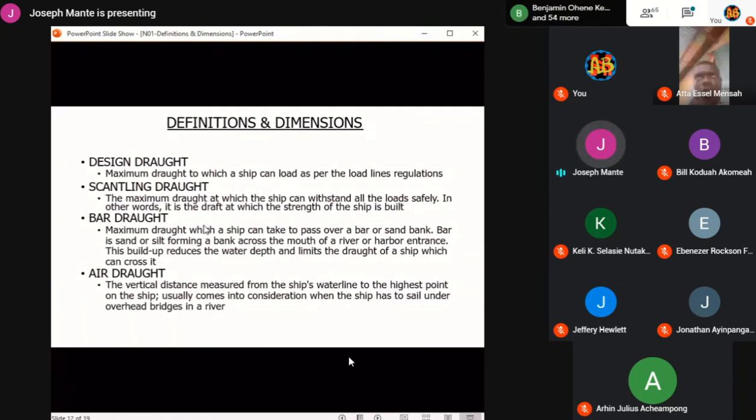So mostly these are design parameters that come with the ship. So you will know, even if you are in the ship and you go and ask at the top there, at what draft are we? They will tell you. Okay.